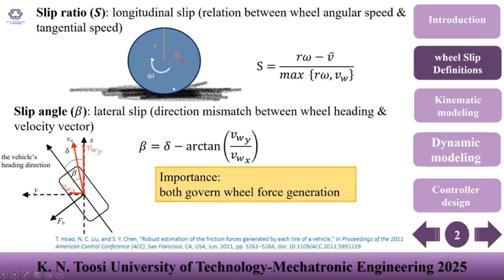The other definition here is the slip angle, which is the direction mismatch between the direction that the wheel is heading with its steering angle and the direction that the wheel is actually going toward. You can see the relation here. Delta here is the steering angle, and the other one is the actual velocity of the center of the wheel.